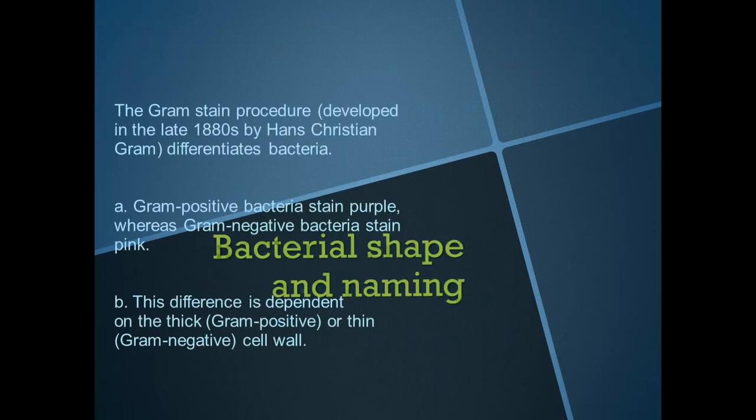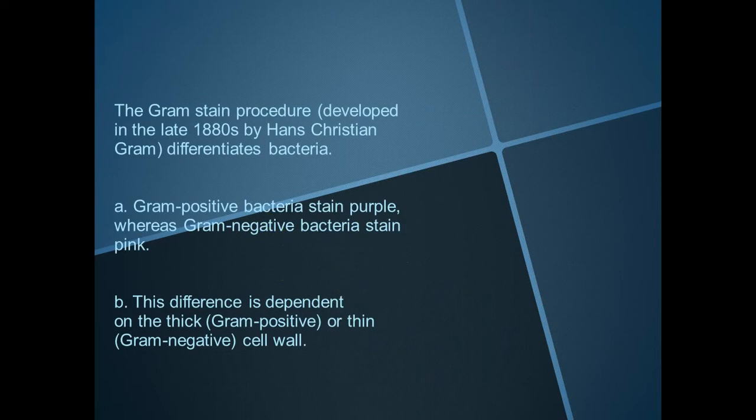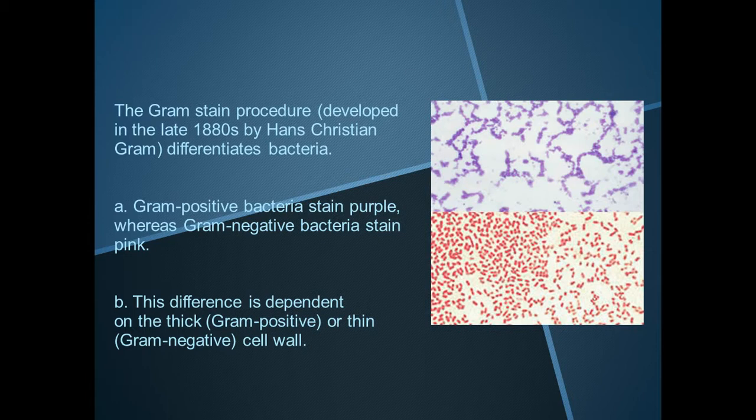Now let's talk about bacterial shape and naming. The Gram-stain procedure, which was developed in the late 1880s by Hans Christian Gram, differentiates bacteria. You can see here there are two possible outcomes through using the Gram-stain procedure. This would be done in a lab or in a science classroom to differentiate one bacteria from another.